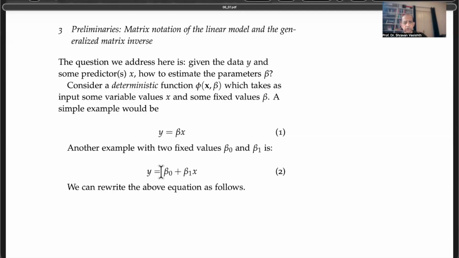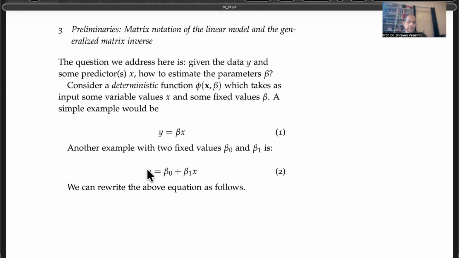Or you could have this more standard situation. You've got an intercept, which is the value of y when x is 0, right? And then you have the slope beta 1, which tells you the effect of a 1 unit increase of x on y, right? This is what we studied last semester.